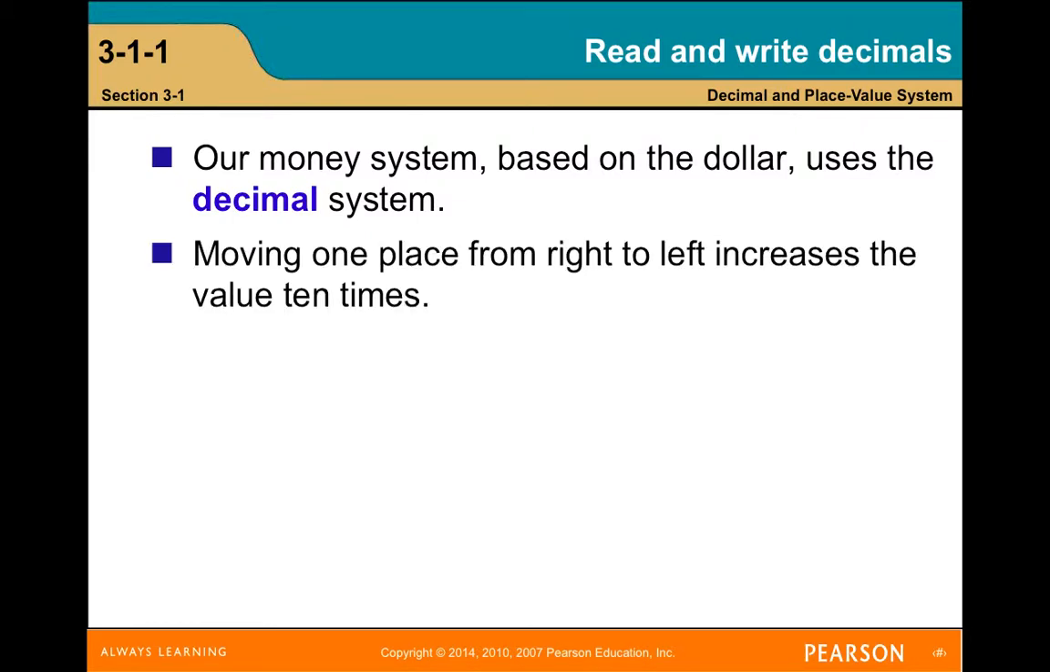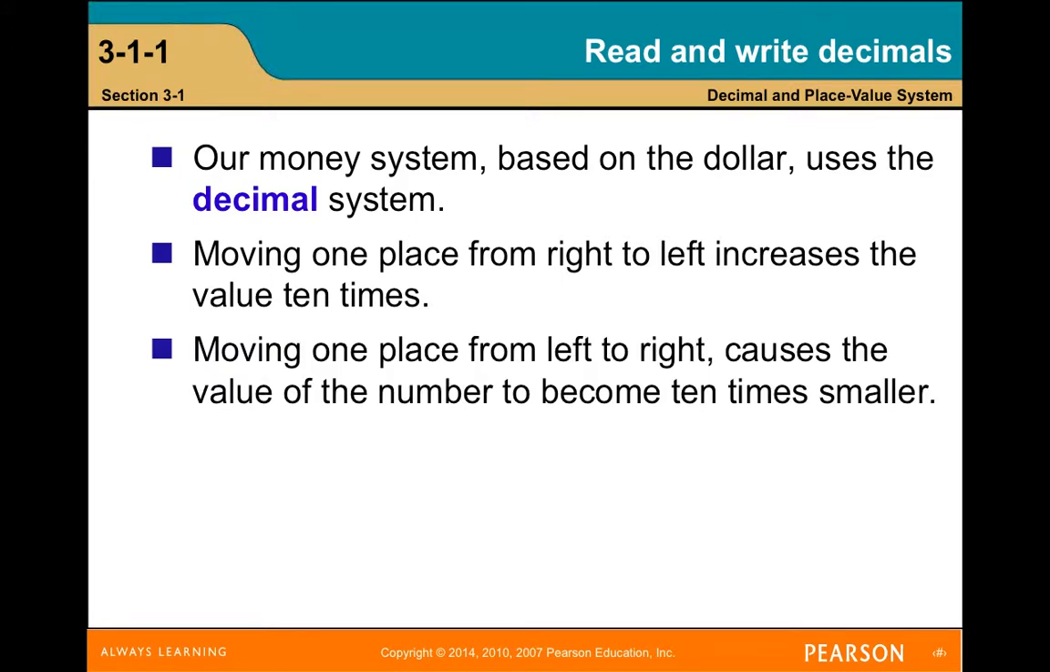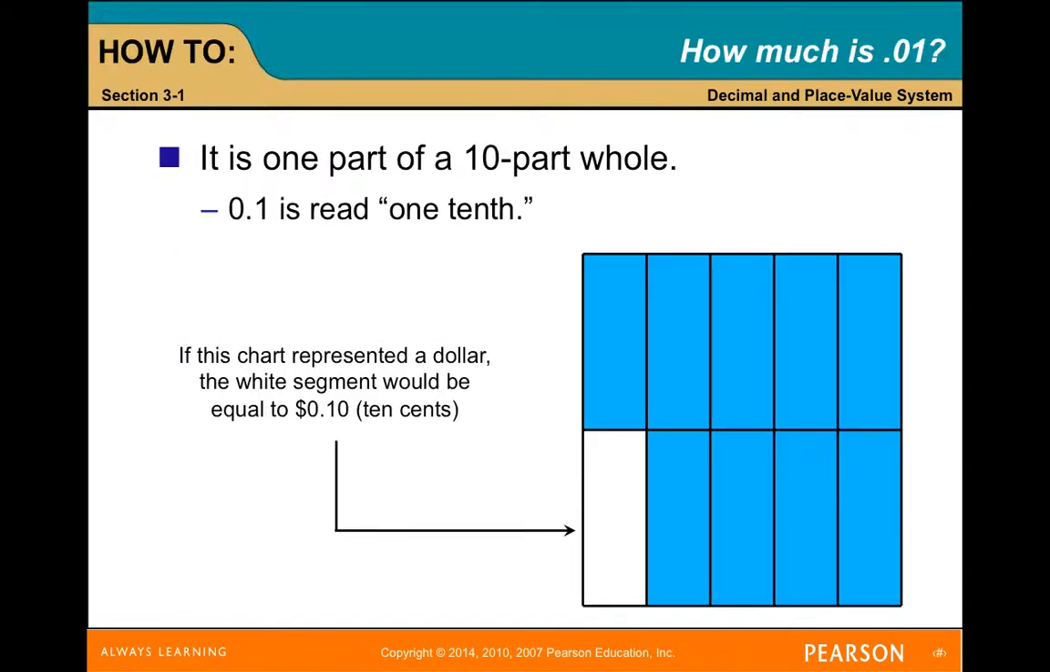Moving one place from the right to left increases the value 10 times. Moving the place from left to right causes the value of the number to become 10 times smaller. It is one part of a 10-part whole. So for example, if you have 0.1, it's read as 1/10. If this chart represented a dollar, the white segment would be equal to 10 cents, and this is 1/10 of the whole dollar.